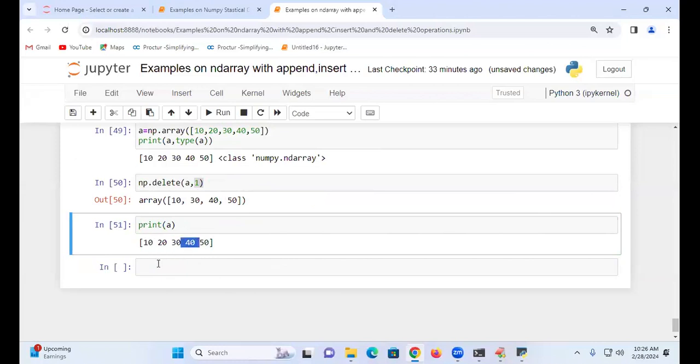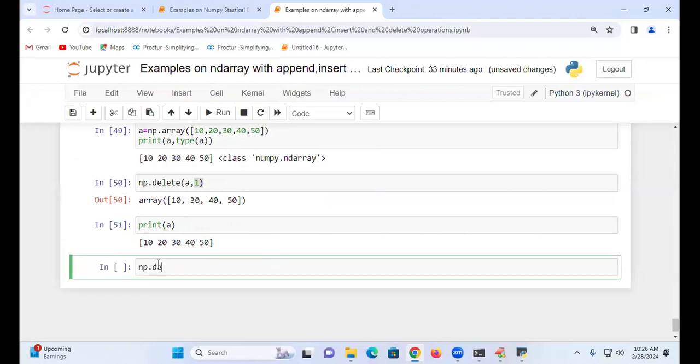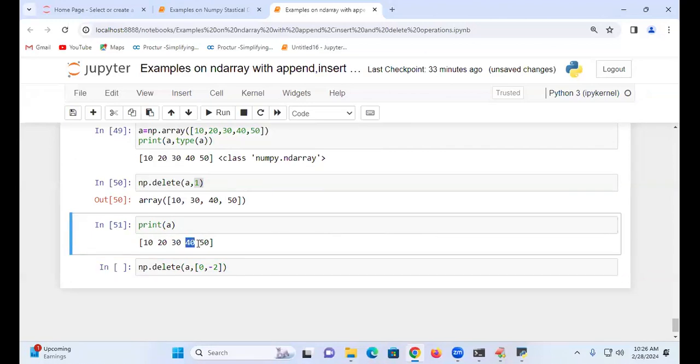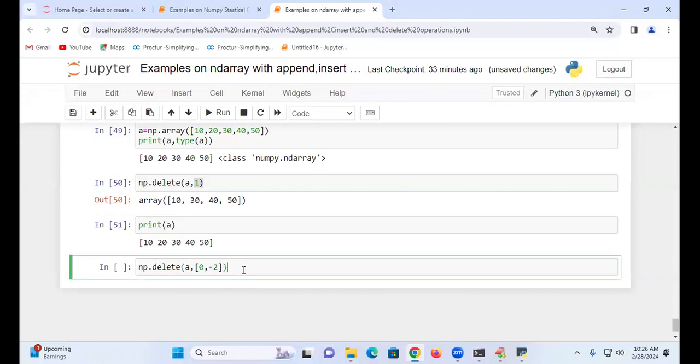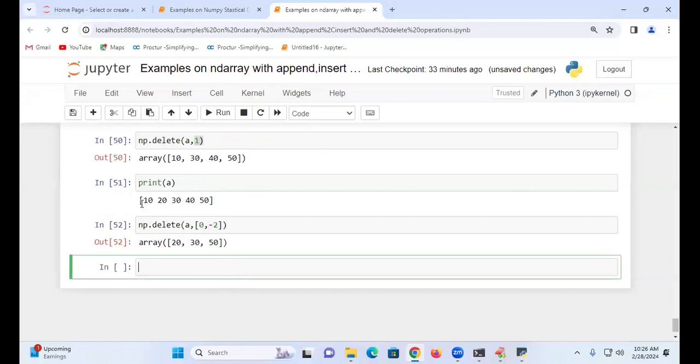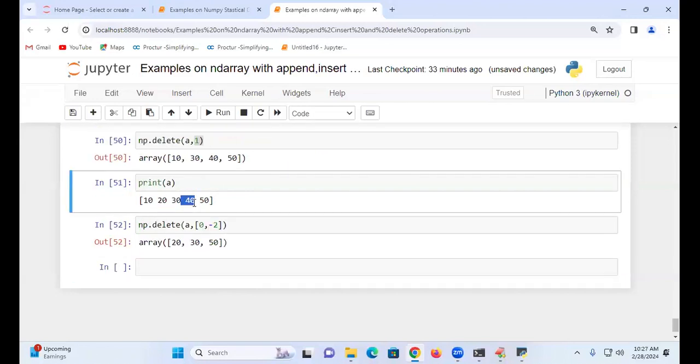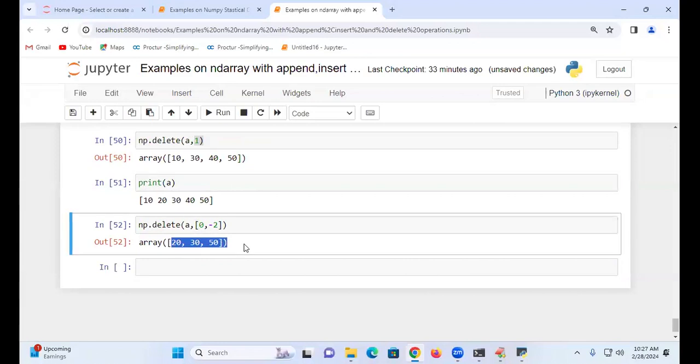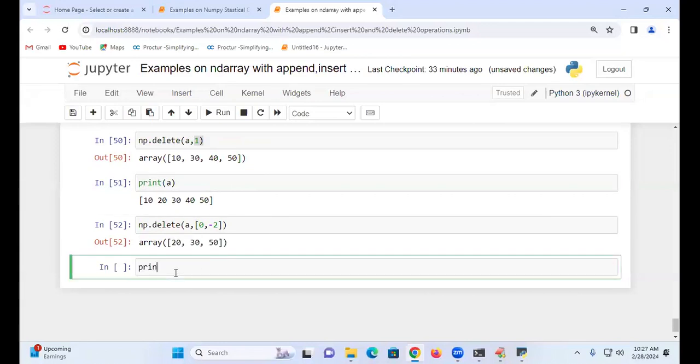I want to remove index 0 and index -2. np.delete(a, [0, -2]). Whichever I feel convenient, I will use: the 0th index and the -2 index, because you already know the indexes -1, -2. See what is happening: 10 and 40 are gone. Are you following me? Yes. So print a once again.